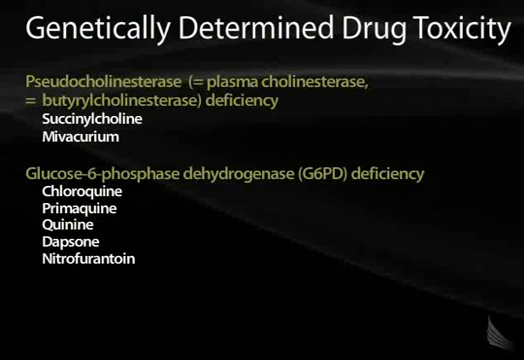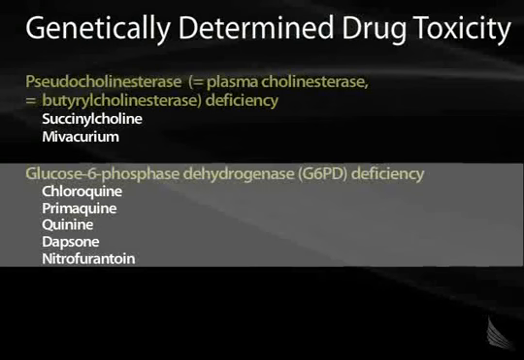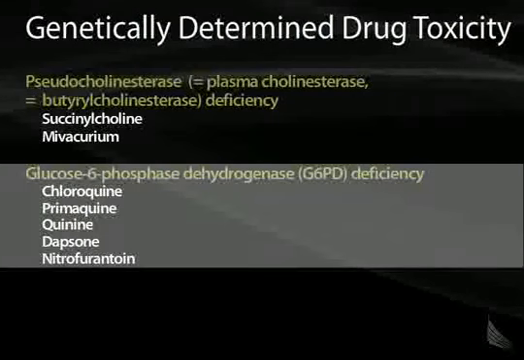Some drug toxicities are related to pharmacogenetics and pharmacogenomics. Two important enzymes that are different from person to person include pseudocholinesterase and glucose 6-phosphate dehydrogenase, or G6PD. Pseudocholinesterase, also known as butyrylcholinesterase, can be deficient in certain people. Those patients that take succinylcholine will not be able to break it down as quickly as patients that have a normally functioning pseudocholinesterase. This can cause prolonged sedation and anesthesia.